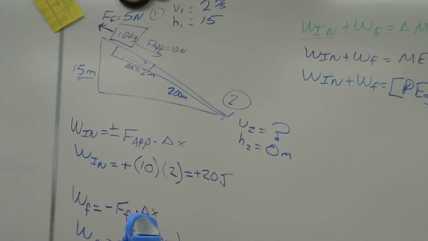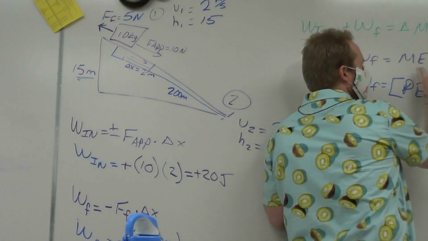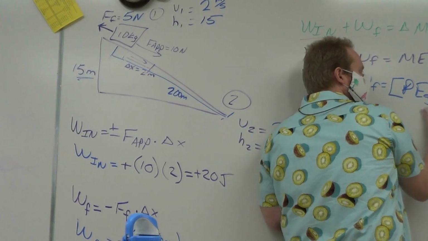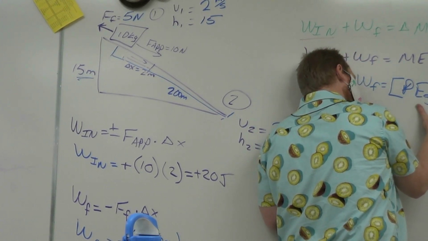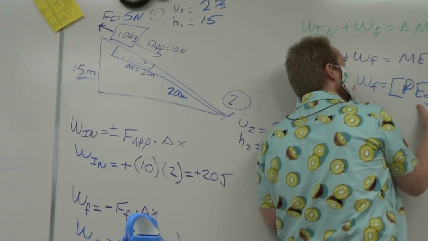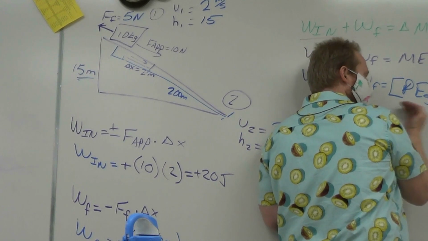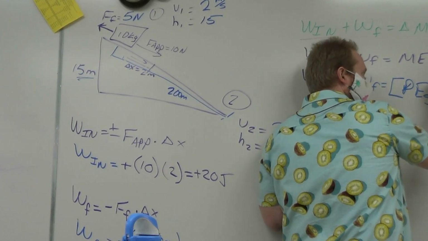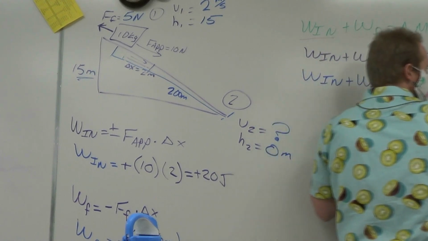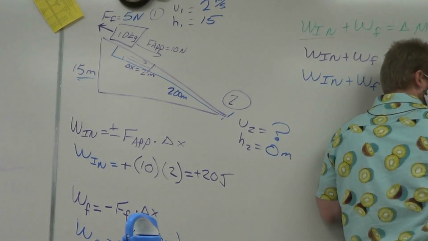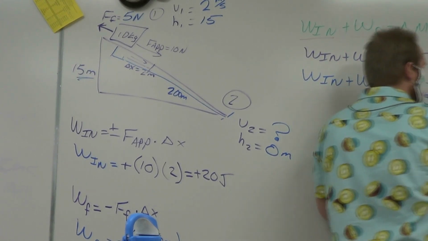So work in plus work done by friction is equal to our change in mechanical energy, or our ME2 minus ME1, and this bracket is your ME2. This is your gravitational potential energy at location 2 plus our potential elastic energy at location 2 plus my kinetic energy at location 2. This is ME2. And it's minus my ME1, which is the sum of these three energies: my gravitational potential energy at location 1, my potential elastic energy at location 1, and my kinetic energy at location 1.